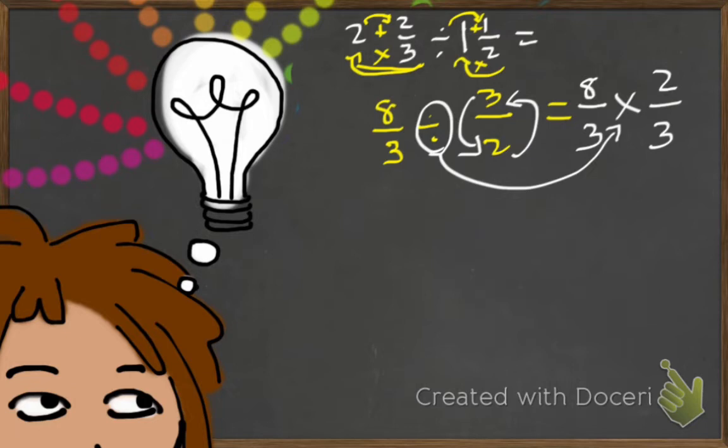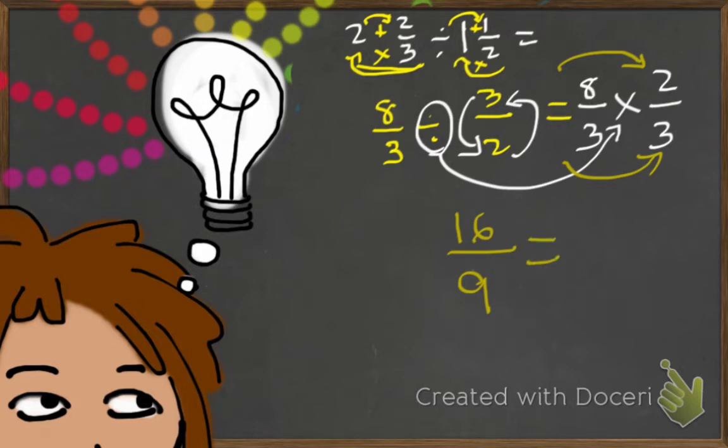Now we can multiply the numerators. So 8 times 2 equals 16. We'll write down the answer here. So 16, and multiply the denominator. 3 times 3 equals 9. So we have our answer 16/9, but we can still simplify 16/9.